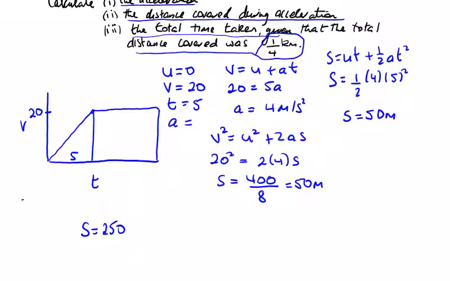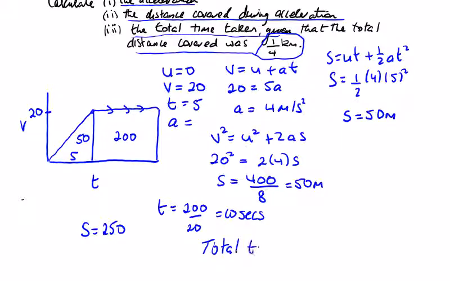The distance covered in here was 50. So the distance covered in here is 200. So if we're going at a constant speed along here of 20 and we go a distance of 200, time is going to be that distance divided by the speed, which is 10 seconds. So total time is going to be 5 plus 10, which is 15 seconds.